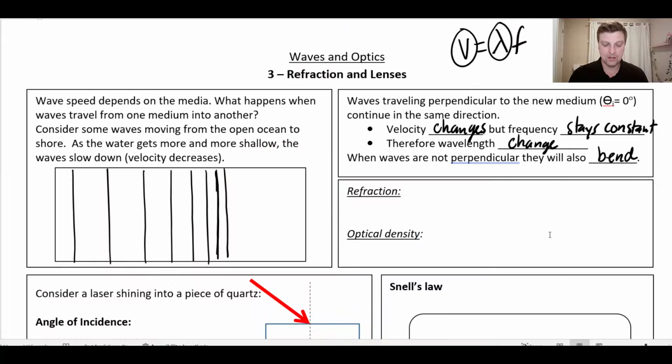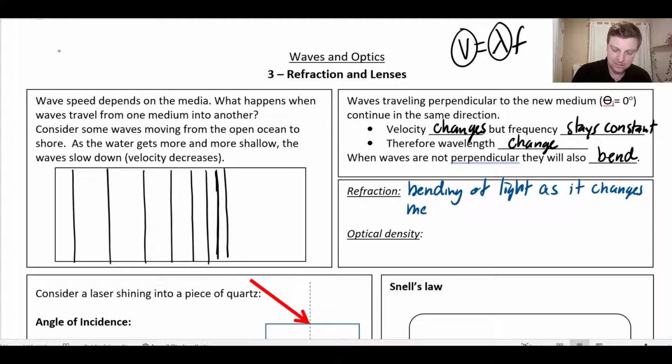So let's get some notes here. What is refraction? Well, refraction is essentially the bending of light rays when you change medium. So, bending of light as it changes media. Okay, and again, the reason for that bending is because of a difference in speed.